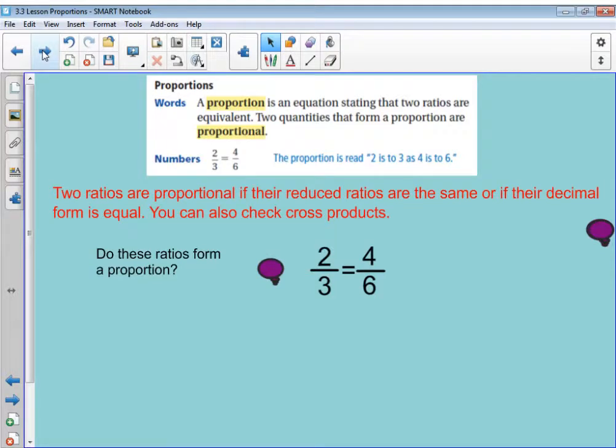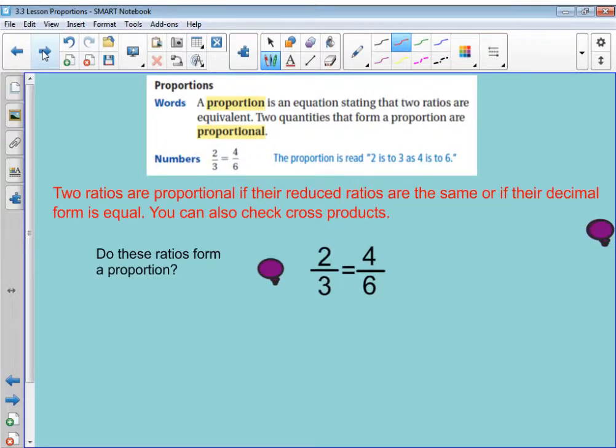Two ratios are proportional if their reduced ratios are the same, if their decimal form, if you were to change them into a decimal, is the same, or if you check cross products. Cross products is probably something that'll be new to you. So for example, if I started out with this set of ratios, I've got 2/3, and is that equivalent to 4/6? There's a couple different options that you could do.